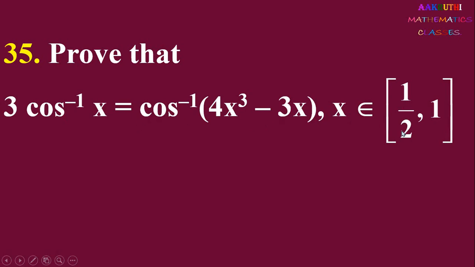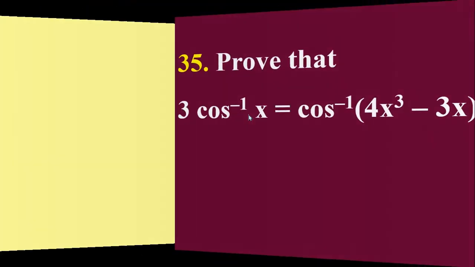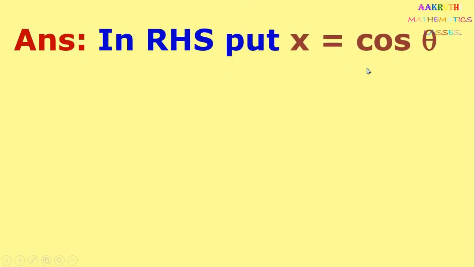when x belongs to 1 by 2 to 1. Here also we have to simplify RHS. That is, substitute x equal to cos theta. Here we have the formula 4 cos cube theta minus 3 cos theta is cos 3 theta. Therefore substitute x equal to cos theta in RHS. In RHS, we substitute x equal to cos theta and theta equal to cos inverse x.